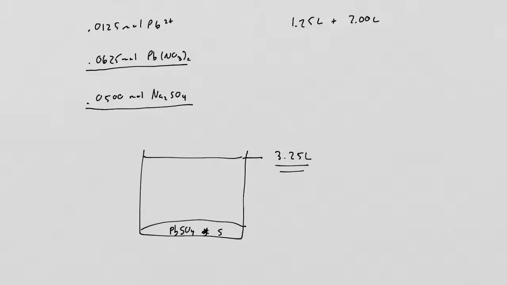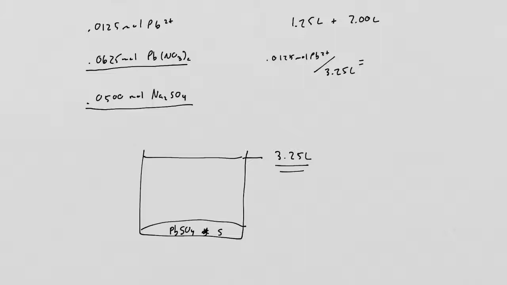Well, for the lead ions, it's pretty easy because we know we have 0.0125 moles of Pb2+ remaining. We simply put that over the 3.25 liters, and that's going to give us the concentration or molarity of the lead ions in the solution, like an idea of what's floating around in there.